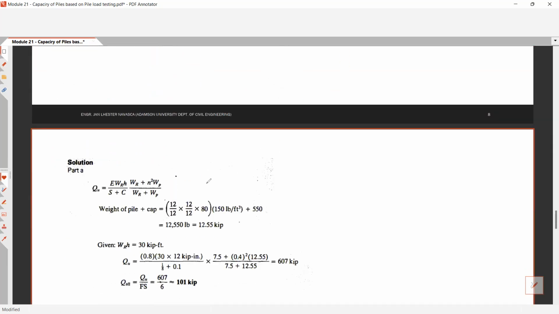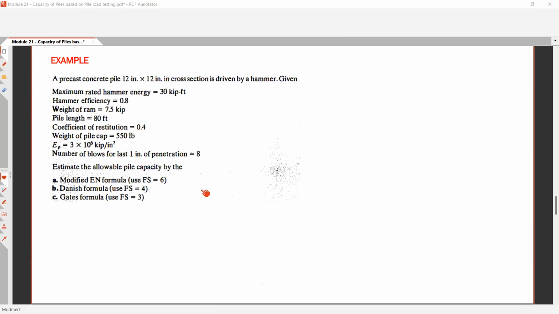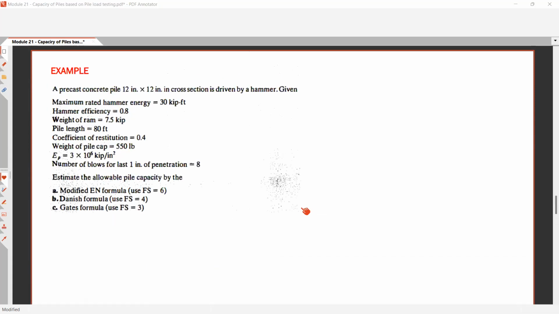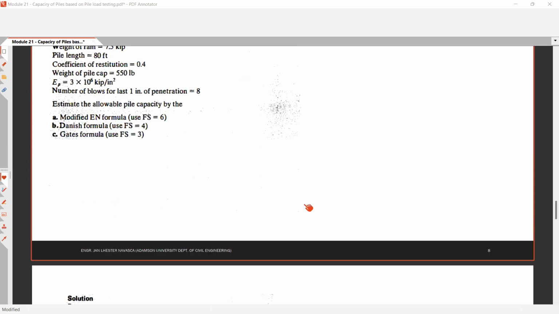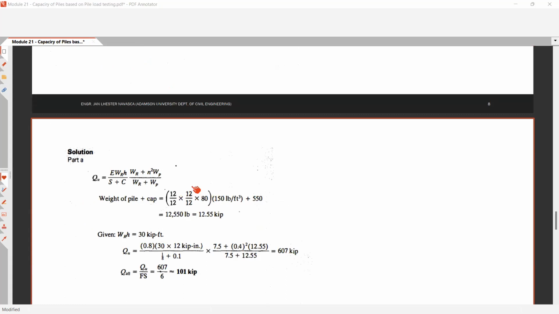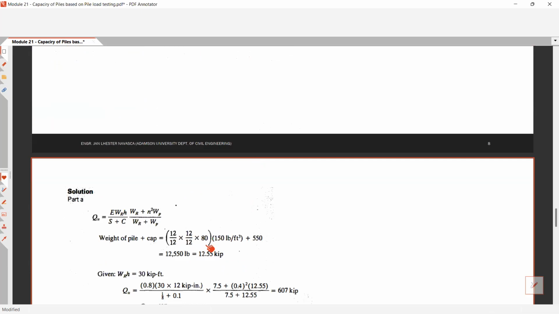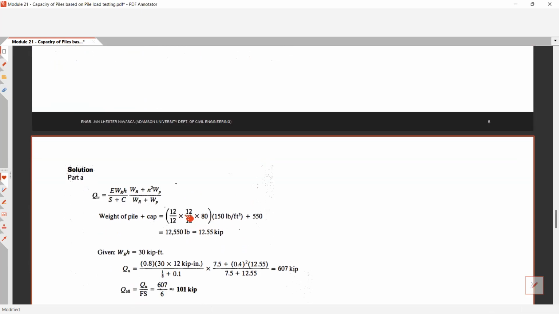So, just a reminder lang, ito yung unit weight ng concrete in pounds per cubic foot. Okay. So, 12 by 12, that is in inches. Multiplied by 80. So, yan yung total volume. So, 12 times 12 times 80, yan yung total volume. And divide it by, convert your 12 inches to 1 foot, that is 12 over 12, and convert your other dimension to 1 foot, okay, that is 12 over 12, and the pile length is in feet, so 80 feet, so this is in cubic feet.